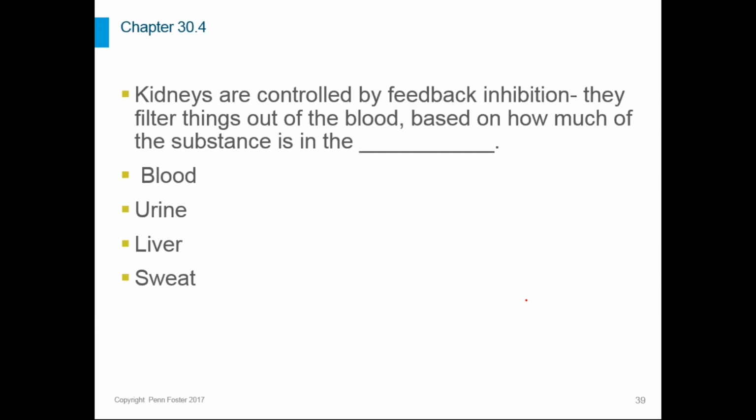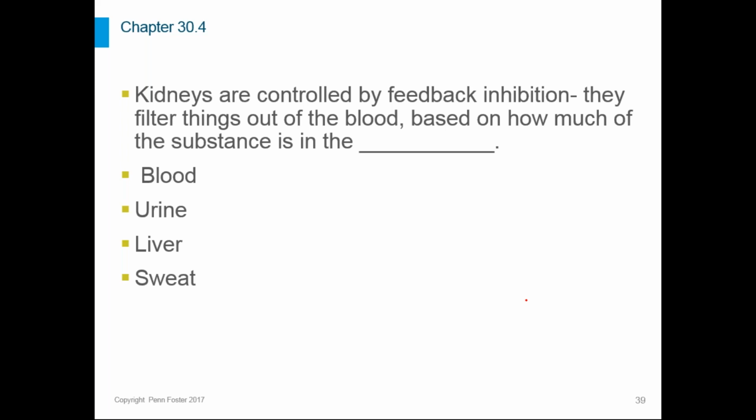And the lungs, their job is to get rid of carbon dioxide and to bring in oxygen. And one more review question. Kidneys are controlled by feedback inhibition. They filter things out of the blood based on how much of that substance is in the blood, the urine, the liver, or the sweat.